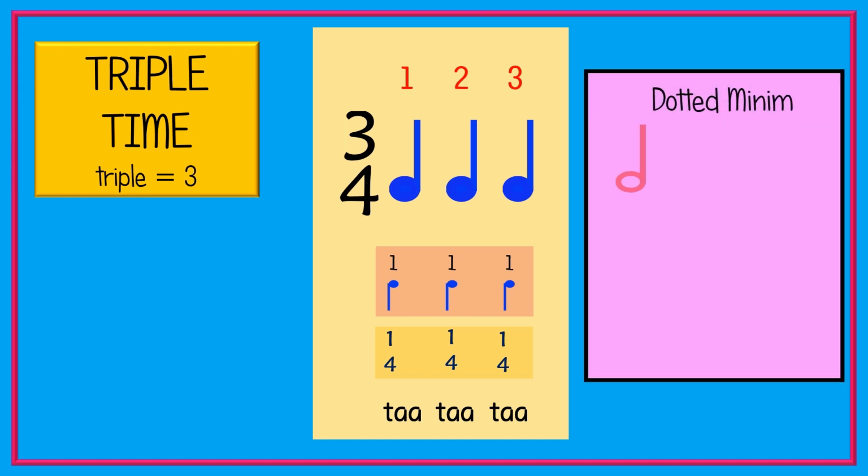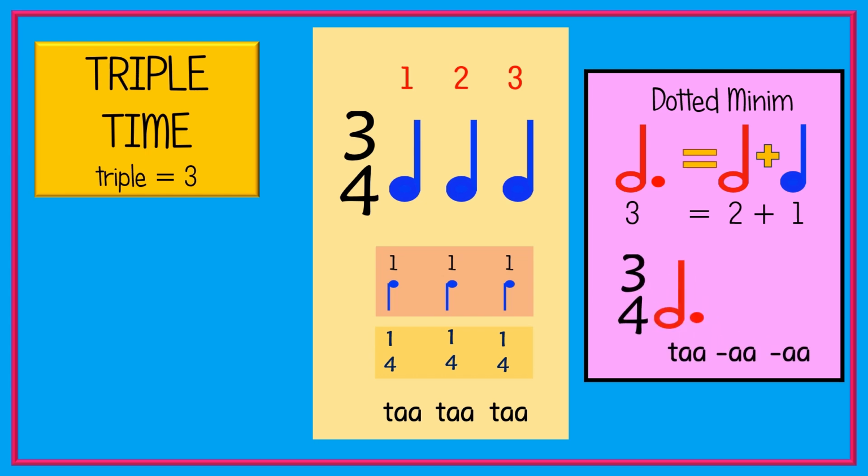To solve this problem, a dot is written after a minim note. The dot increases the minim note by 1/2. So, a dotted minim is equal to a minim plus a crotchet. That makes a note value of 3. When we clap the dotted minim, we say ta, ah, ah.